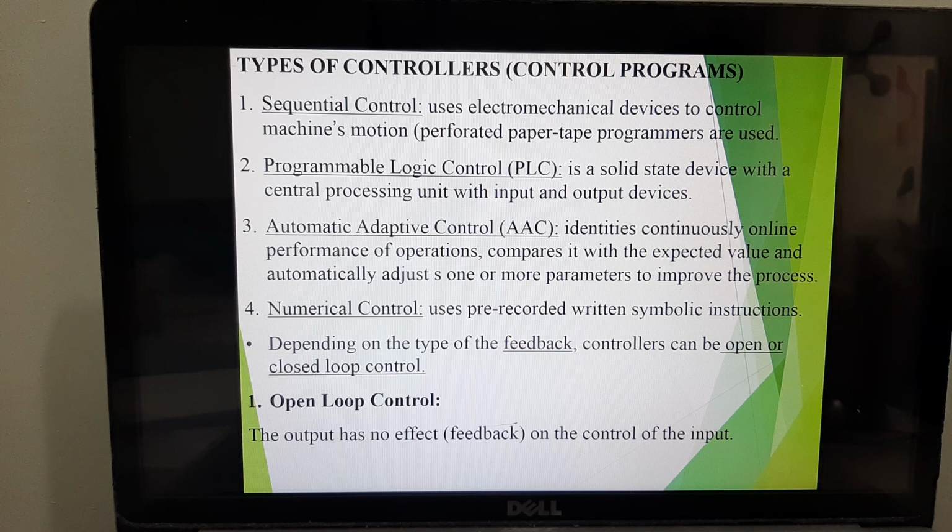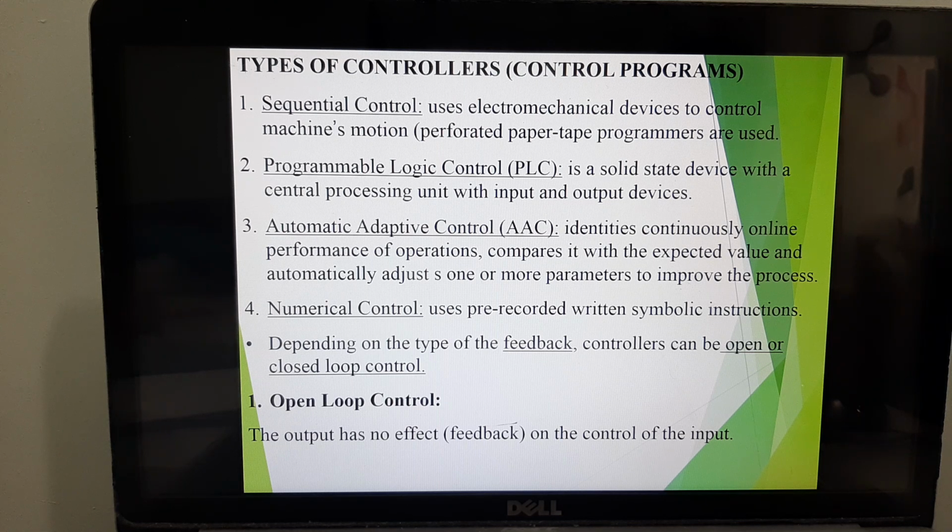Types of controllers. Okay, so for control systems, there are many types of controllers. We have the sequential control, which uses electromechanical devices to control the machine motion. We have a PLC, programmable logic control, which is a solid state device with a central processing unit with input and output devices. We have an automatic adaptive control, which continuously identifies the online performance of the operation, compares it with the expected value, and automatically adjusts one or more parameters to improve the process. We have numerical control, which uses pre-recorded written symbolic instructions.